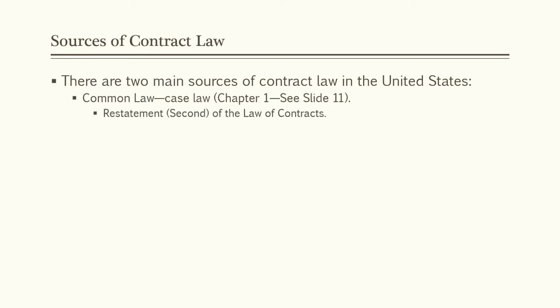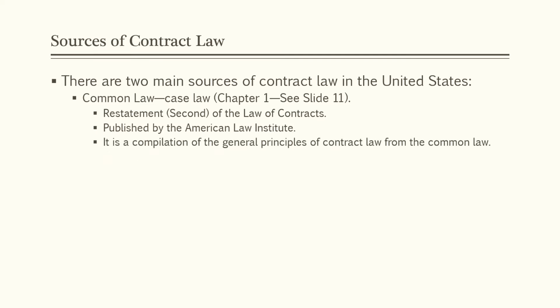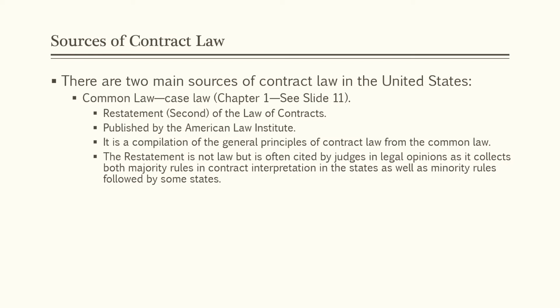There is something called the Restatement Second of the Law of Contracts. This is not law, it is a treatise. It is a scholarly work. It's published by the American Law Institute. It is a compilation of general principles of contract law from the common law across the states. The restatement is not law because it's a scholarly work, but is often cited by judges in legal opinions who like scholarly works because it collects both majority rules in contract interpretation in the states as well as the minority rules followed by some states. Luckily for us, Kansas tends to be in the majority.